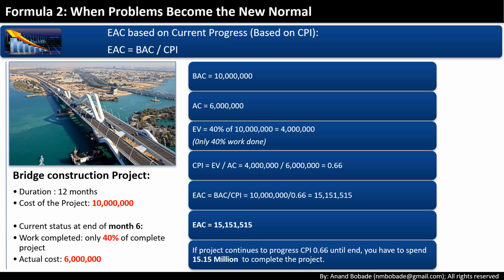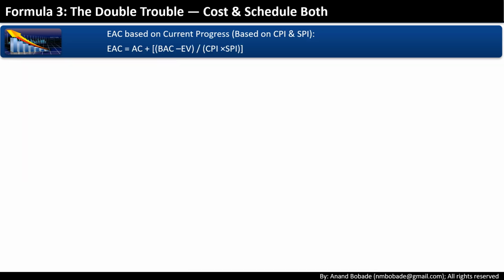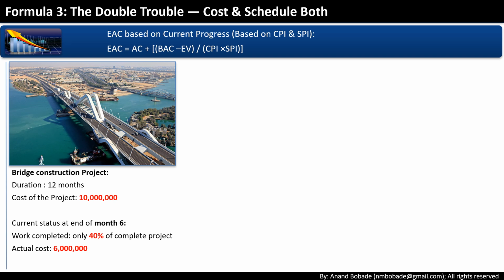The double trouble. Cost and schedule both. Sometimes both cost efficiency and schedule delays matter. That's where this third formula comes in. EAC equals AC plus BAC minus EV upon CPI into SPI.